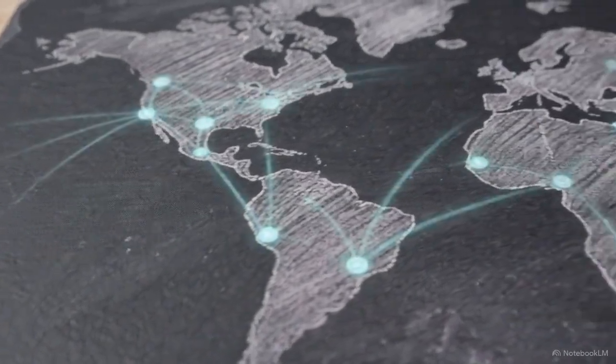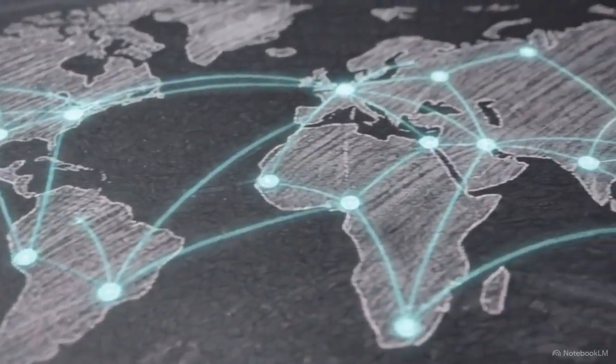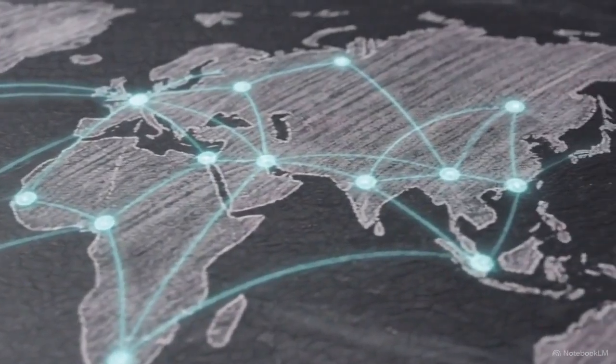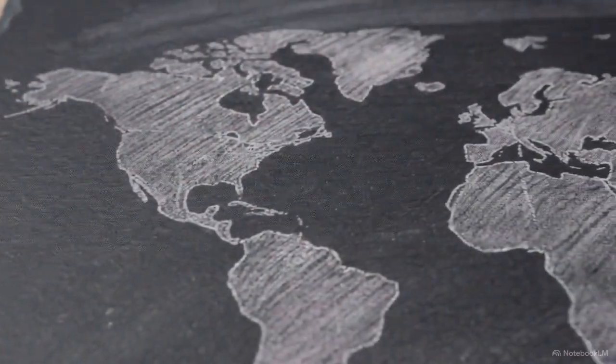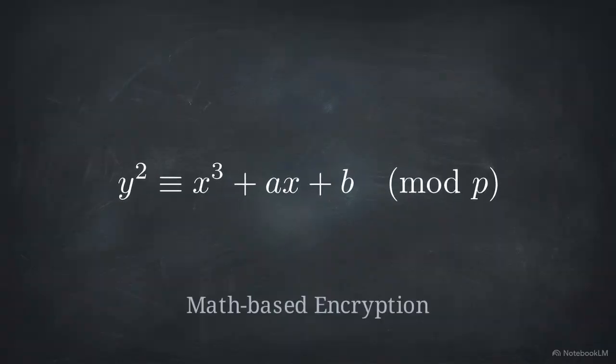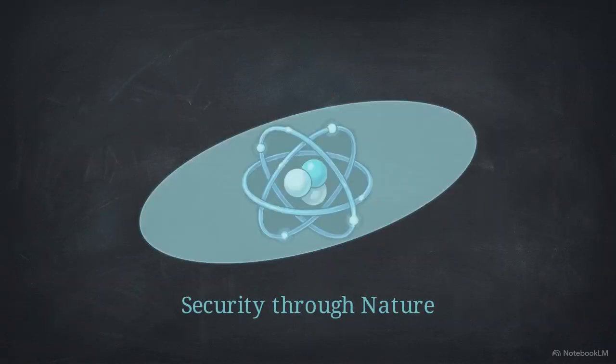Classical security relies on mathematical complexity. As quantum computers advance, the task of safeguarding global data shifts from solving hard math problems to applying the literal laws of physics, establishing security through nature rather than algorithms.